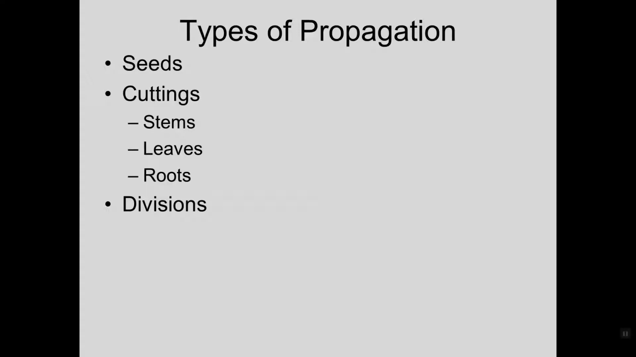Divisions is another form of cloning. When you have a plant that forms clumps, you can dig it up and divide it up. I mean literally cut or kind of rip it apart and turn it into more than one plant. You can increase your numbers of that plant through divisions. But that clump that you're dividing up is, again, genetically one organism, so when you pull it apart, they're all genetically the same.